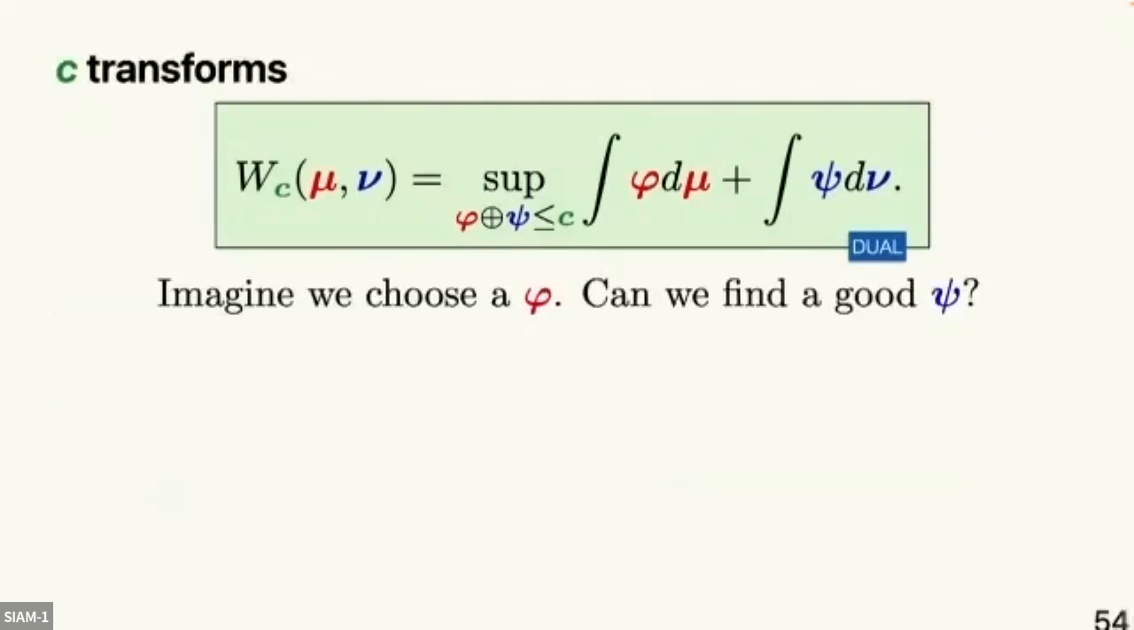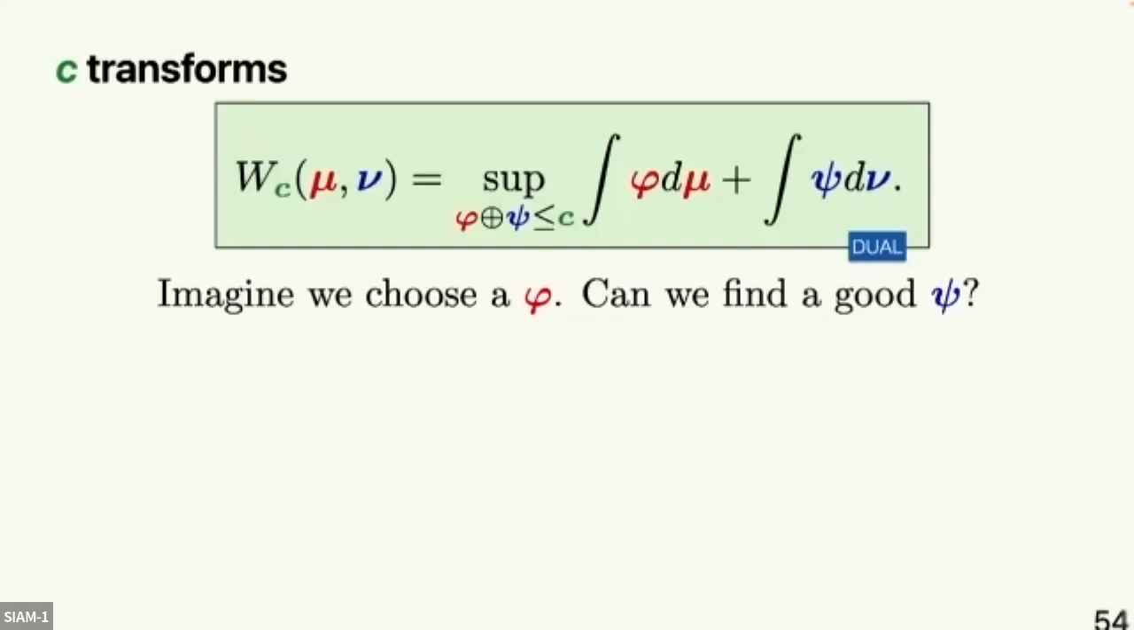Well, the magic ingredient here is called C-concavity. And let me explain a bit where it comes from. Imagine I'm solving this problem. This is the dual problem. It has two variables. And a bit in the spirit of this Sinkhorn algorithm, imagine I am fixing one of those two variables. Imagine I fix phi, and I'm only focusing my attention on finding a good psi. What do I need for psi to be good?